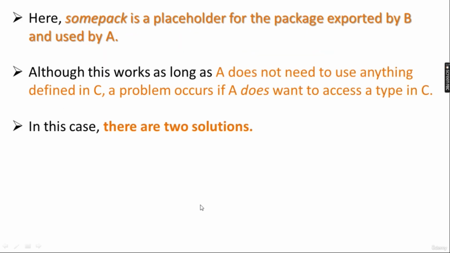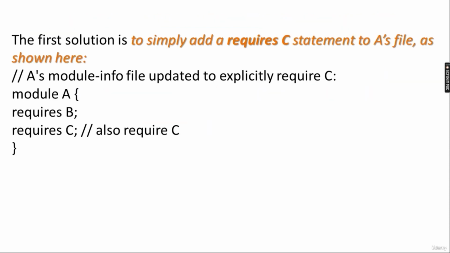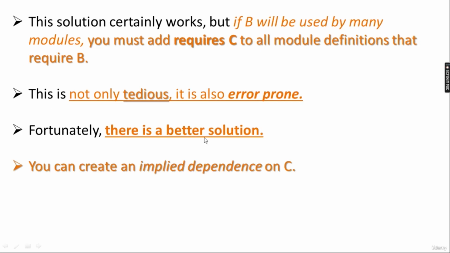A problem occurs if A wants to access anything inside the module C. There are two answers to this question. First is simply to add a requires C statement to A's file, so A is also requiring B and also requiring C. This solution works, but if B will be used by many modules, you must add requires C to all module definitions that require B.